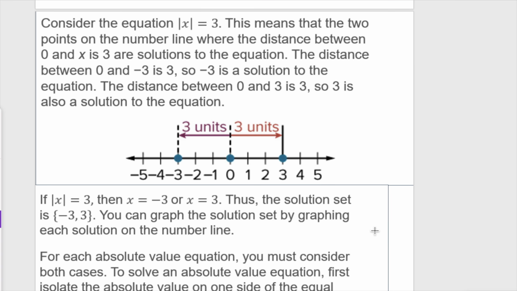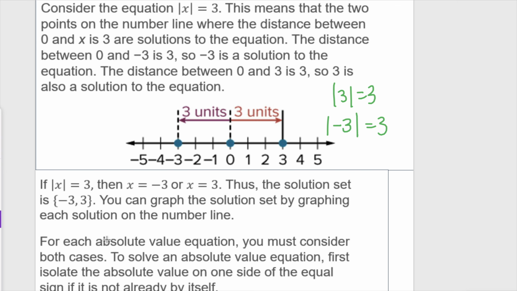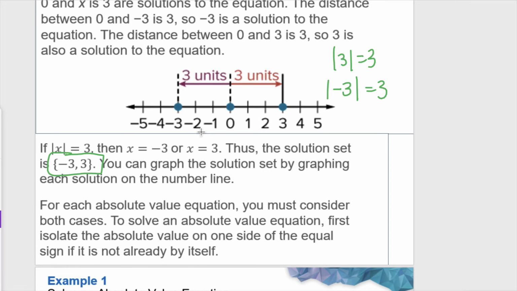So if we have the equation, the absolute value of x is equal to 3, and we're trying to figure out what x could be equal to, the absolute value of 3 can be equal to 3, but the absolute value of negative 3 can also be equal to 3. So we're going to see ways in which we write two separate equations in order to find multiple solutions. The solution set would be negative 3, comma 3 within these brackets here. And then you graph that solution set by just putting dots on the number line. So for each absolute value equation, you must consider both cases.